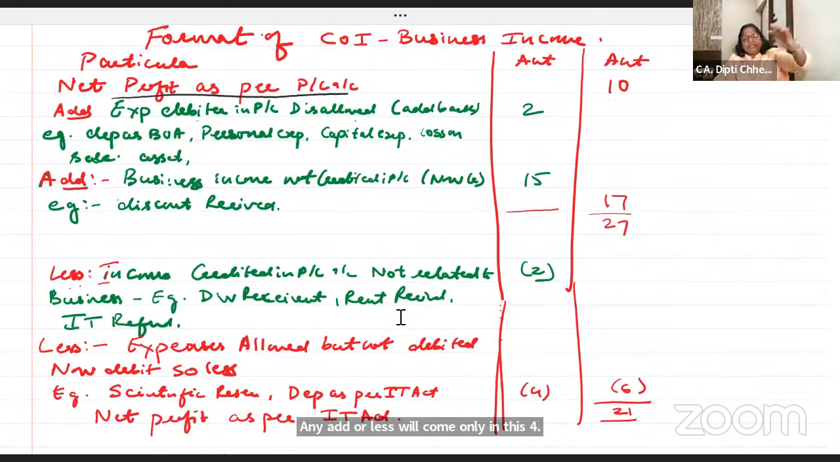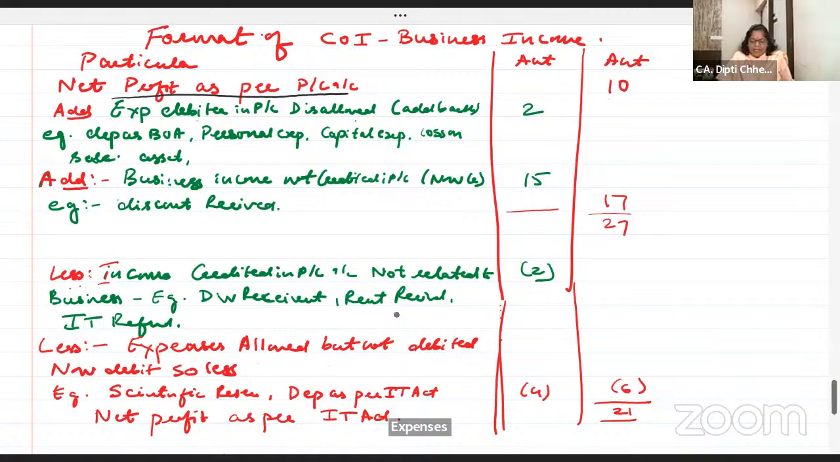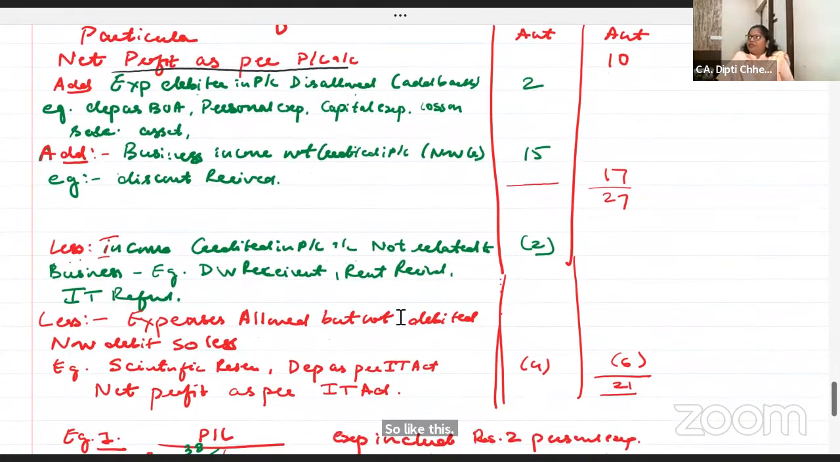Expenses debited but disallowed, add back. Expenses allowed but you didn't take them, now take it, less. Income credited in the P&L but not related to business, like garbage items such as dividend and rent, remove these incomes. Income related to business, like discount received and all, you didn't credit it, now credit it. So like this, every example will come in all the 4.